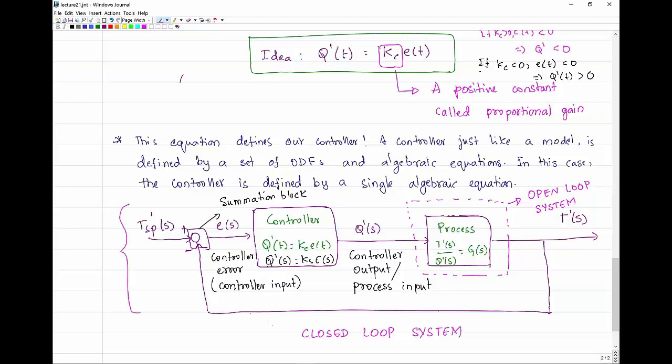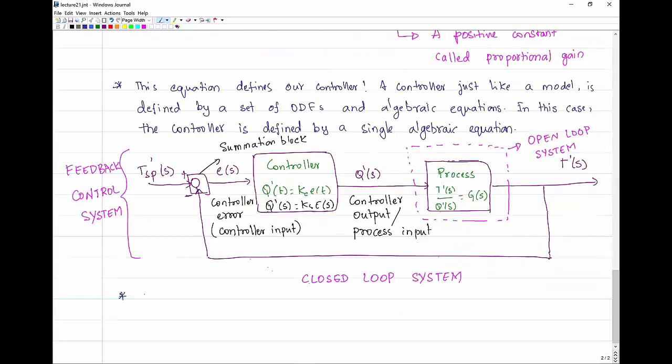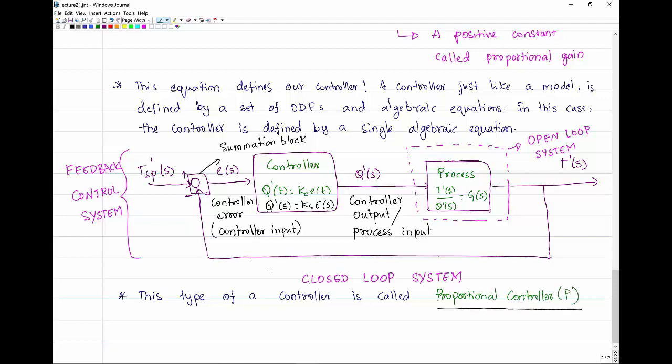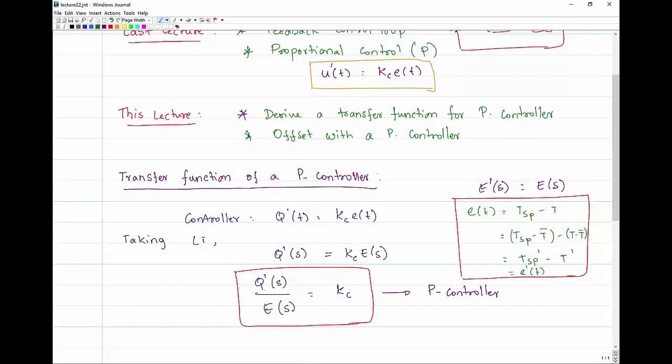An open loop system is one where you simply have a process but there's no controller. A closed loop system is one where you not only have the process but also the controller. This type of controller, where the controller output is related to the control error by a single proportional constant, is what is called a proportional controller. Just a side note here, the controller output is the process input and the controller input is the control error. It's very easy to derive the transfer function of a proportional only controller.